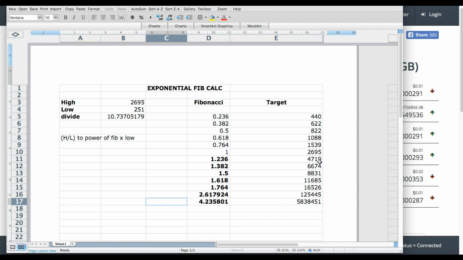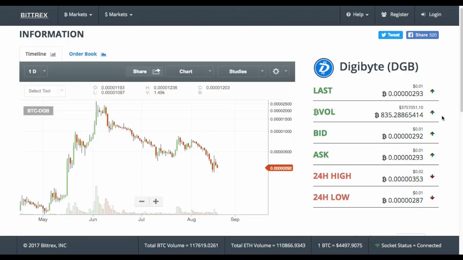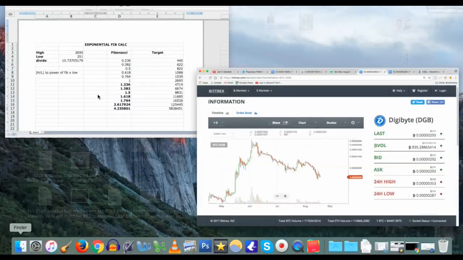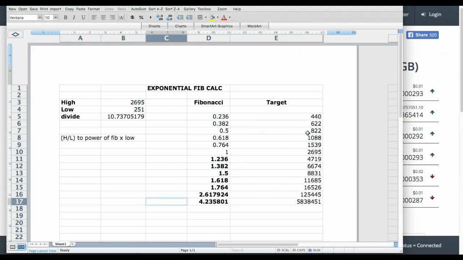But you've got the 1.236 of 4,719, and the next one of 1.302 at 6,674. In between there, there's obviously going to be the psychological value of 5,000, but real blue sky thinking, let's go straight to the 1.618 of 11,685. So again, blue sky stuff. That is if the price does have a nice decent rise and breaks through 2695, and the 1.618 level would be, I think, a long ways off.